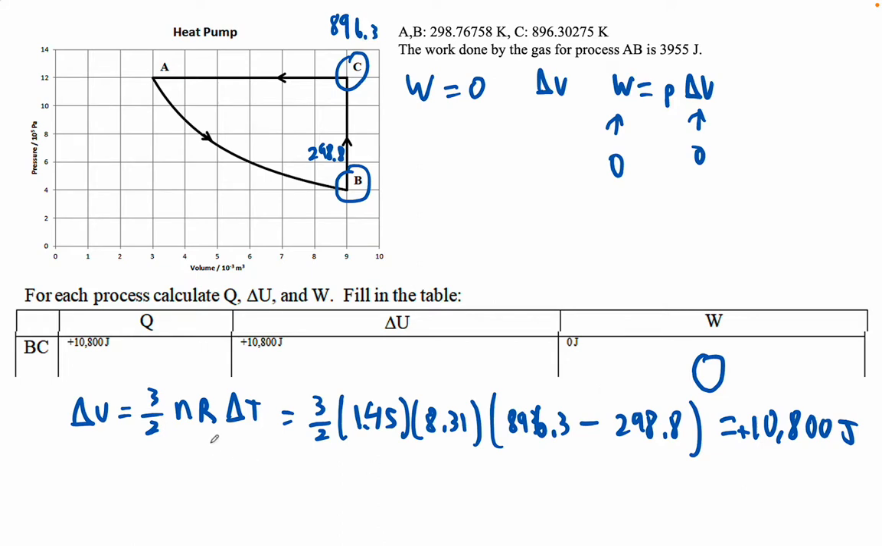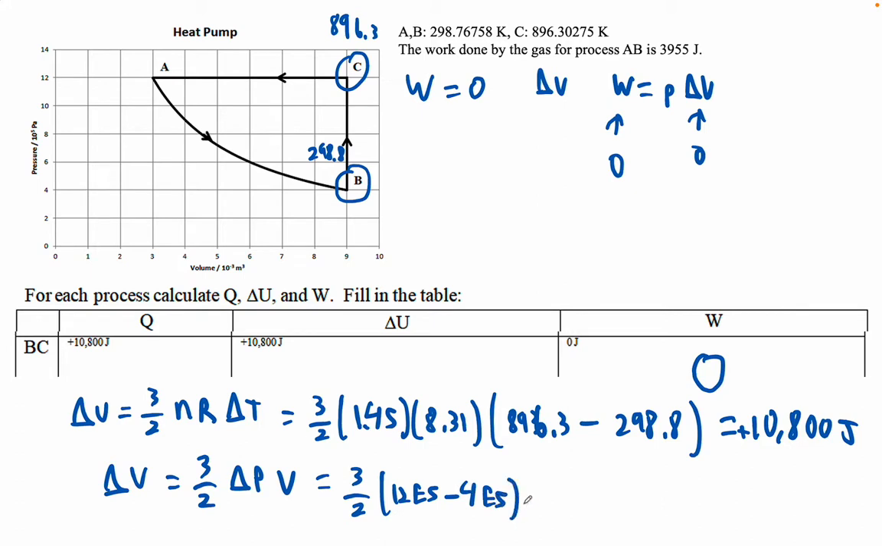Okay. Now, that's very suspiciously even, whereas these numbers were terribly uneven. So how's that possible? And the answer is that the shortcut for this is delta U is 3/2, in this case, change in pressure times volume. So if only the pressure or only the volume changes, remember that PV is nRT, right? So if just one of those changes, we can use this, okay? So 3/2, delta P is 12E5 minus 4E5. And then the volume is 9 times 10 to the minus third.